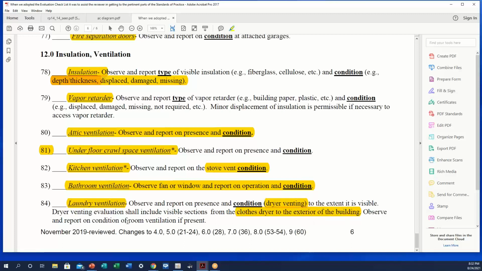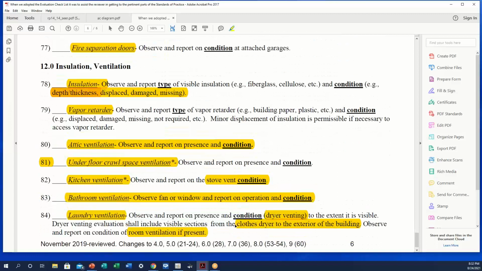Observe and report on the condition of room ventilation if present. Okay, so if it's a gas dryer and it has a plastic, what are they calling it here? Dryer vent. Is it required to be metal or can I have plastic? Plastic's bad. Plastic is bad. The manufacturers have said that. So you got to be careful with this one.